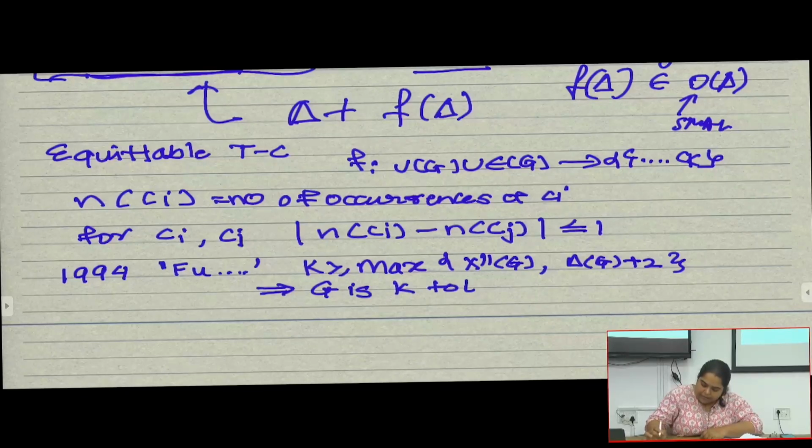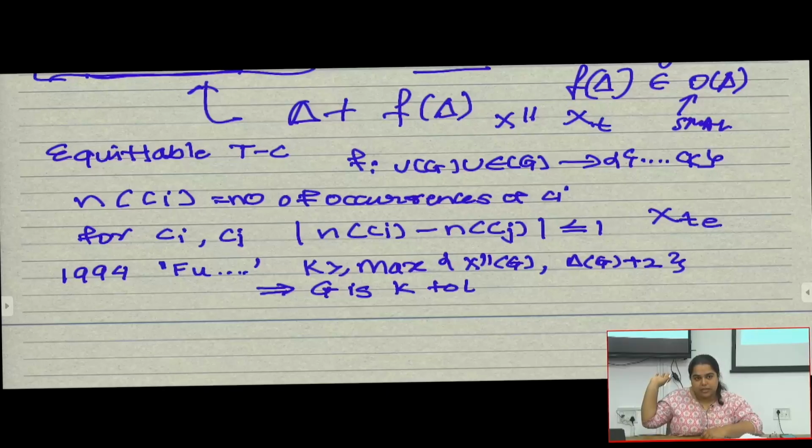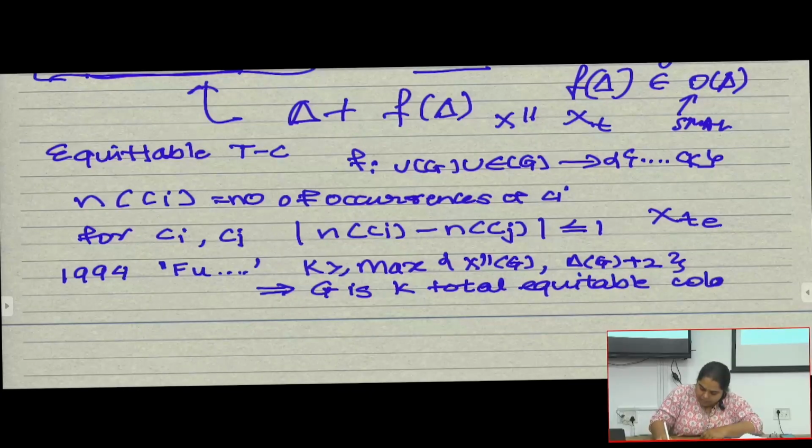I did not introduce this: the minimum number of colors for which this condition holds is the total equitable chromatic number. Chi double dash of G is also denoted as chi t, so here it is chi te. This is the minimum number of colors for which such a coloring can exist. If k is greater than or equal to this, then G is k total equitable colorable. This is the first conjecture.